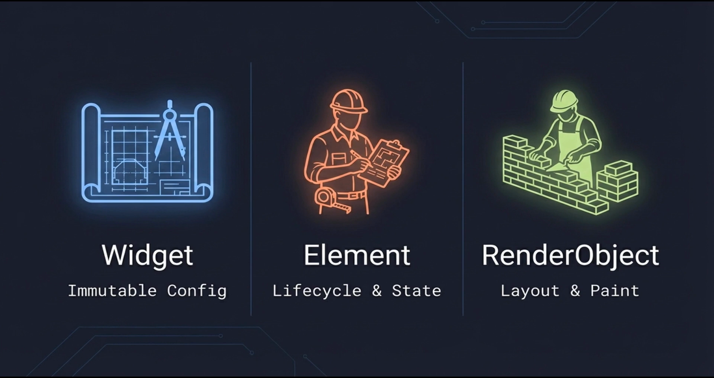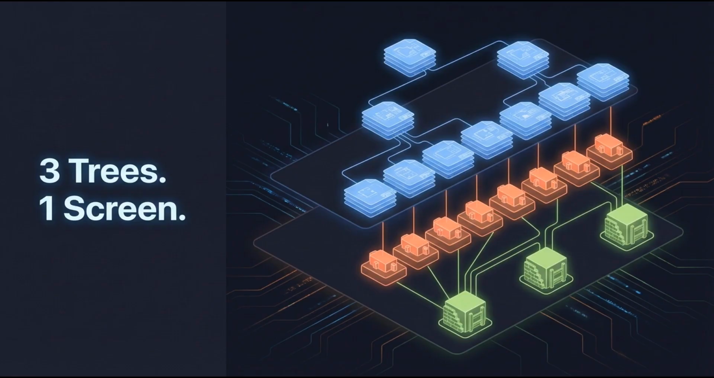You'll meet 3 teams you never knew existed. The widget, your blueprint, just a piece of paper. The element, the foreman, who manages the actual work. And the render object, the builder, who lays bricks and paints walls. 3 trees, 1 screen, each with a completely different job. And understanding how they work together is the key to debugging any Flutter layout issue.